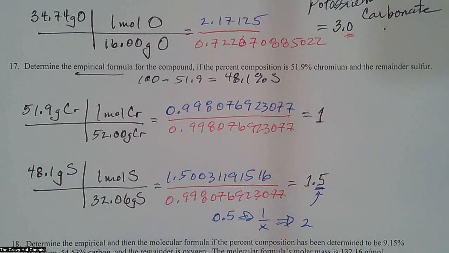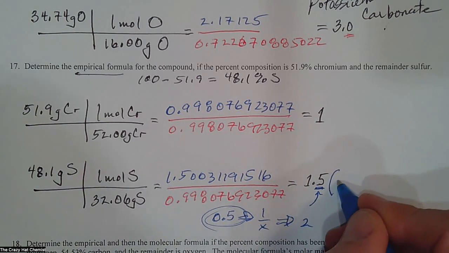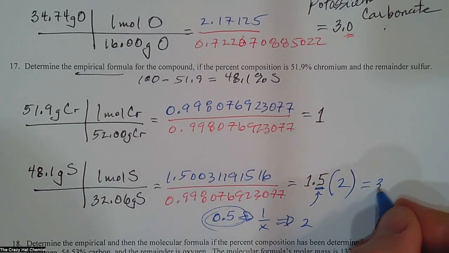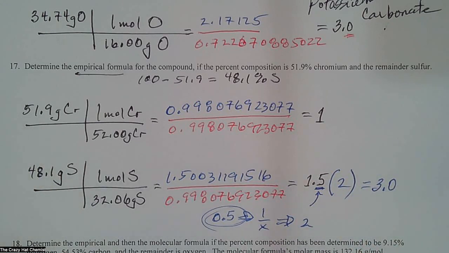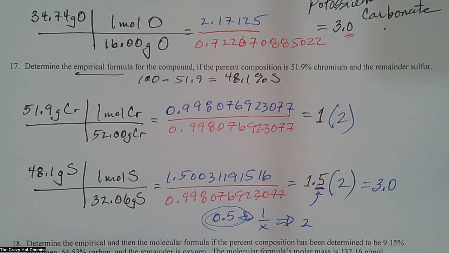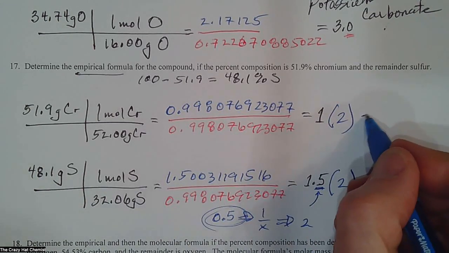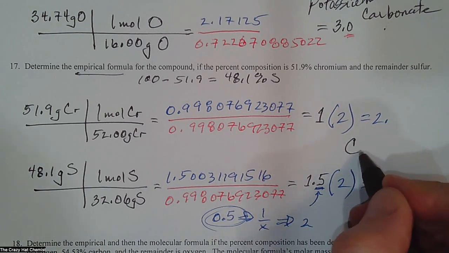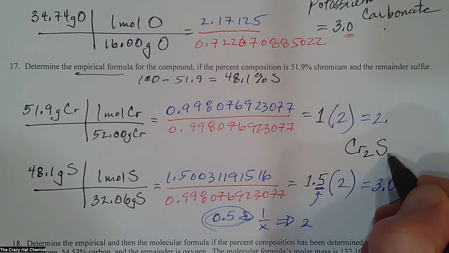This is my multiplying factor. So whatever is the decimal value, you take that decimal value, take the reciprocal of that, and that is your multiplying factor. So I'm going to multiply this by 2. That will give me a whole number of 3.0. If I multiply this by 2, I need to also multiply this one by 2 as well, and any other elements within this formula, and that will be 2 exactly on this one. So the formula of this is Cr2S3.